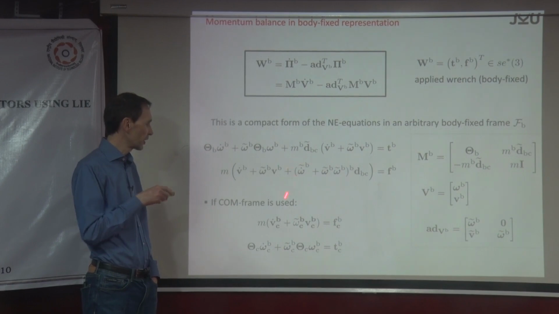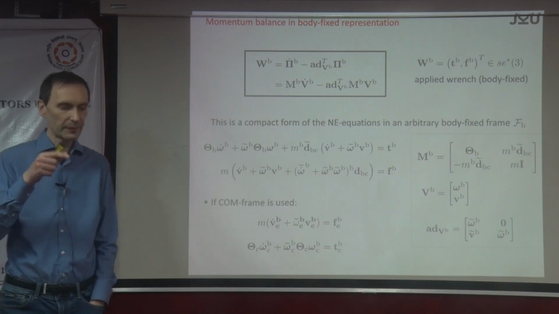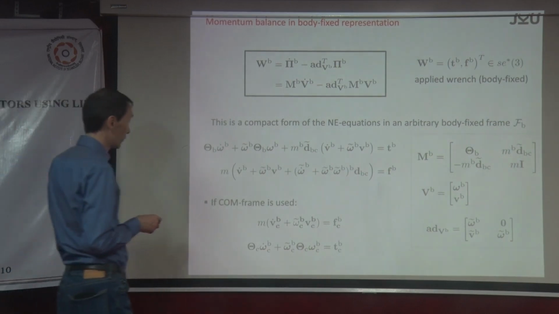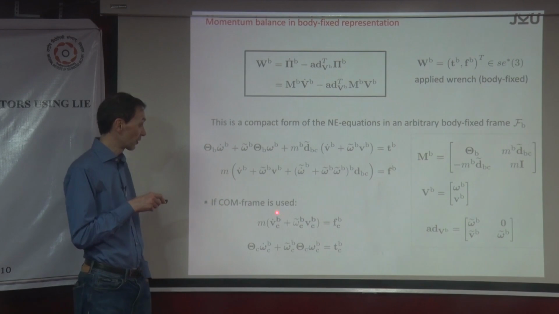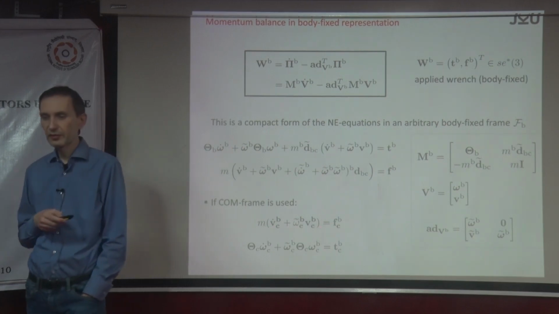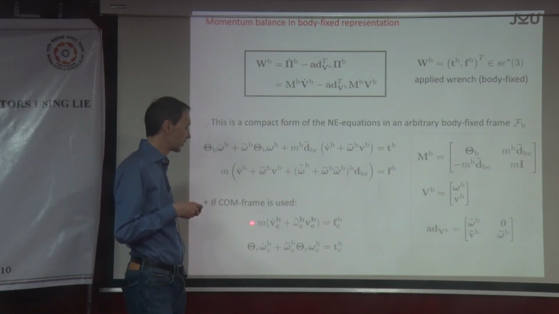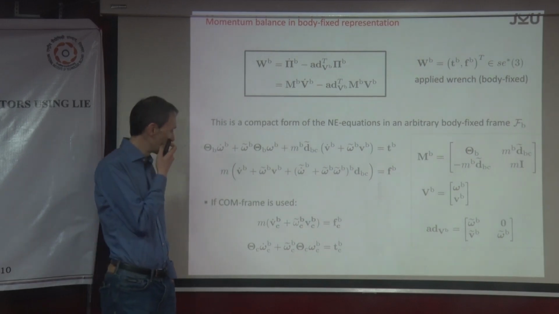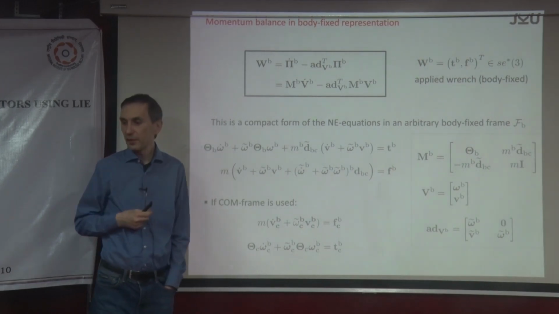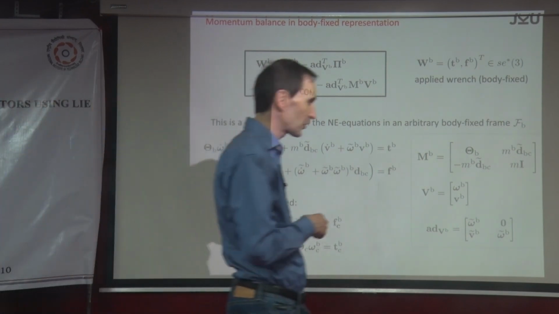Okay, maybe to better understand, let's look at the special case when we have the body fixed frame at the center of mass. If you put our body fixed frame at the center of mass, then it simplifies like this. Now let's look at the first equation. And I would claim that this is actually the linear momentum balance. Would you agree on this?